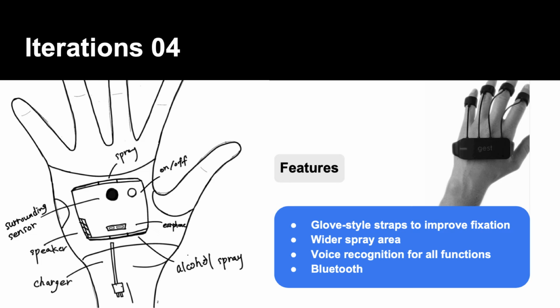Glove style strap based on the original prototype. A strap is added to the original design. It can be put on the hand for easy carrying, and the button can be touched by simply bending fingers. Alcohol spray is set around this device, covering a larger area. There are voice prompts for any operation for the blind people to use, and a sports Bluetooth headset function.